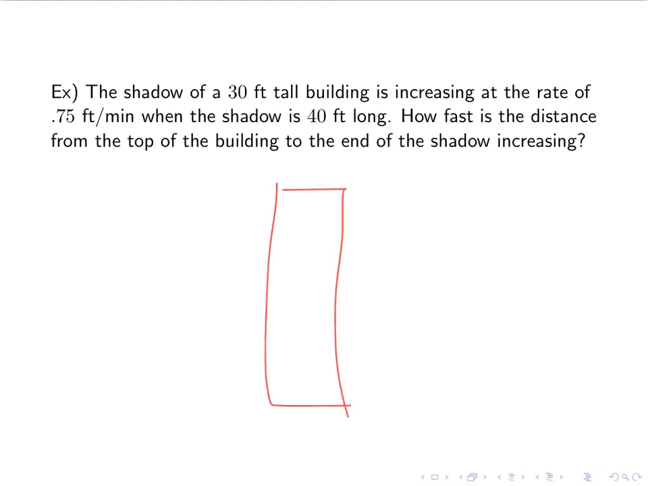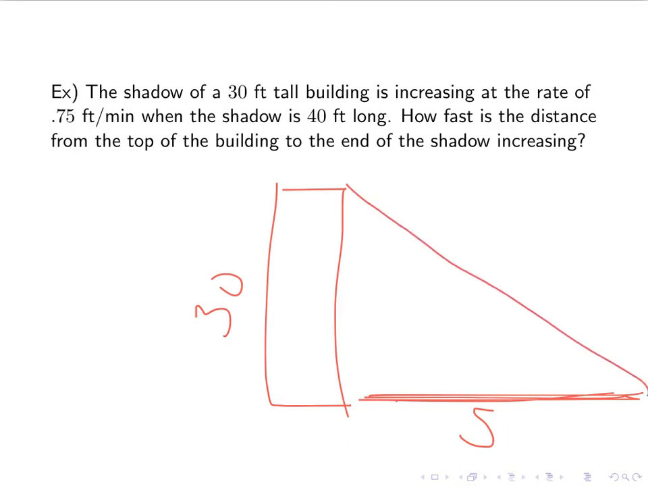So I have a building. It's casting a shadow. I know that the building is 30 feet, and I know that at a precise moment in time, the shadow is 40. But the shadow is moving, so it's not always 40. It's not constant. So I'm going to call it S for shadow. And the question is, how fast is the distance from the top of the building to the end of the shadow increasing? So that is that distance. And hopefully we see a nice right triangle.